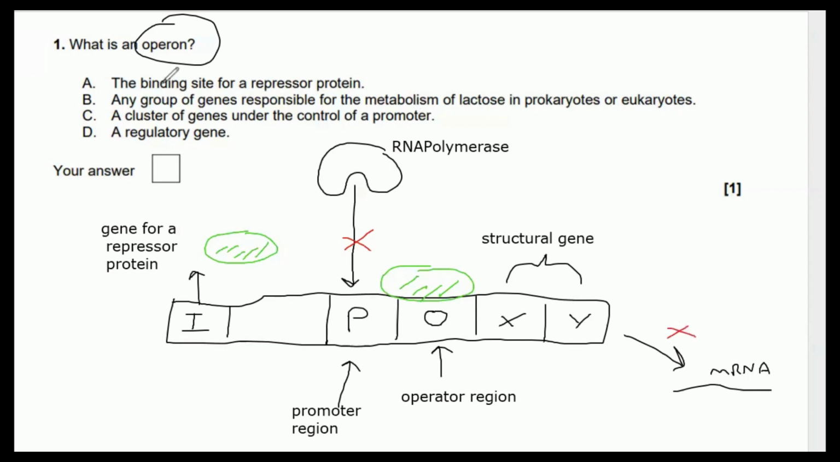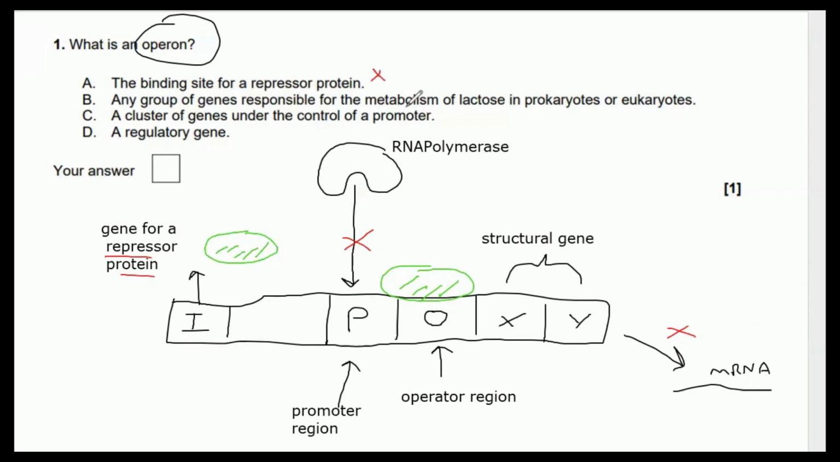So when we read this question, you'll be forgiven for thinking, well, the operon is the binding site for a repressor protein, because I've just shown the repressor protein binding to this region with the O, but this is not the operon. The O here is actually called the operator region, and so that is the incorrect answer.